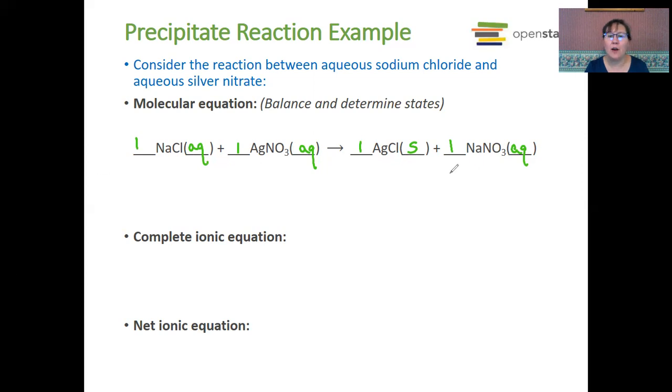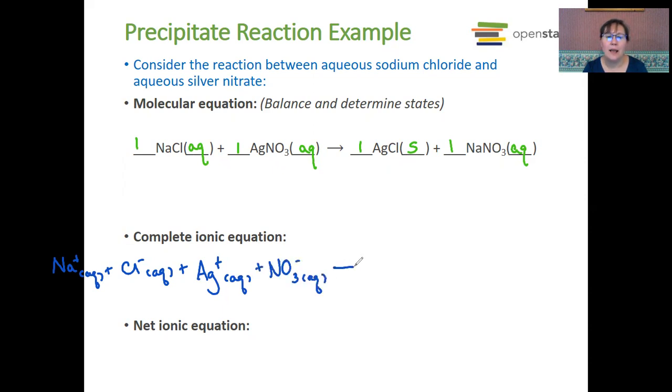And we have, I'm going to leave off the ones because they're all 1. So we have Na+ aqueous plus Cl- aqueous plus silver ions, Ag+ aqueous plus NO3- aqueous. And when that comes together in my beaker, my silver and my chloride hook up together to make a solid precipitate. And I'm still left with some sodium ions and some nitrate ions in solution.